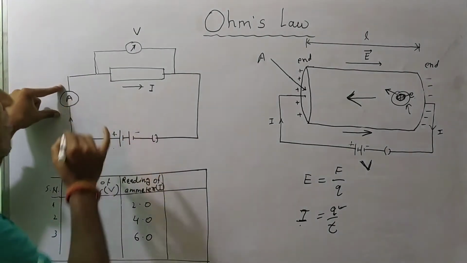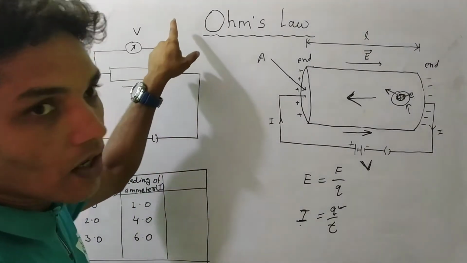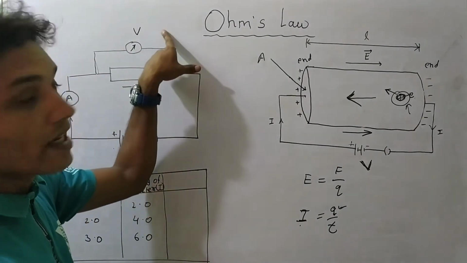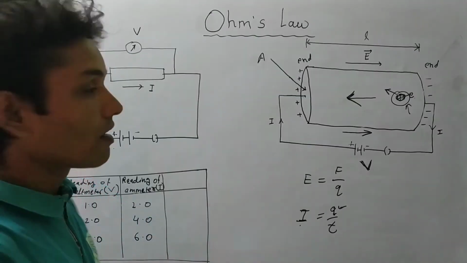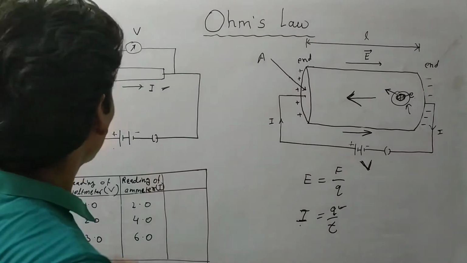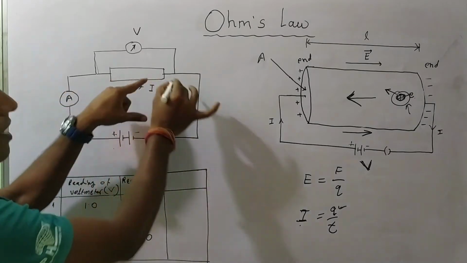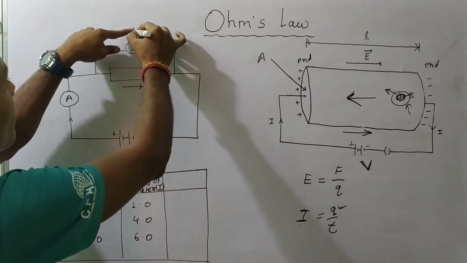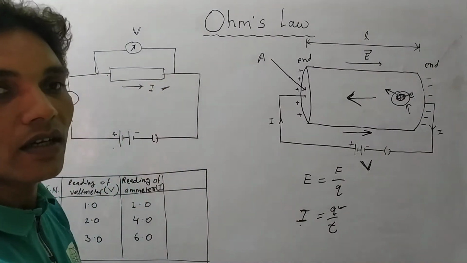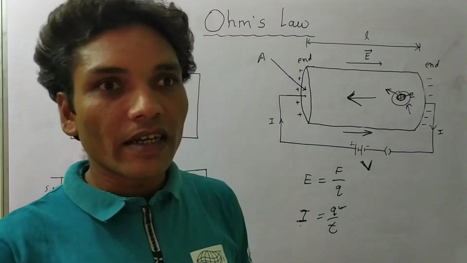an ammeter in series with the conductor, and he also joined the voltmeter with the conductor in parallel. The ammeter is for measuring the current flowing through the conductor, and the voltmeter is for measuring the potential difference between the two ends of the conductor.